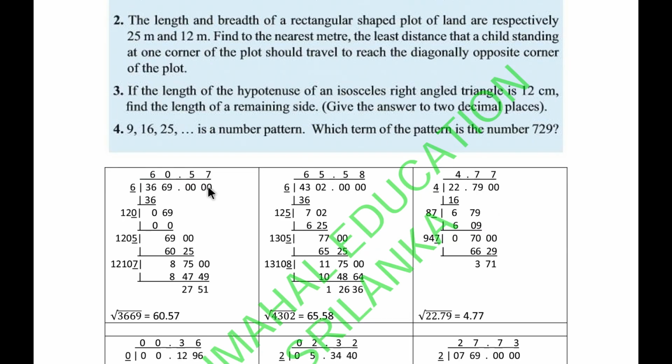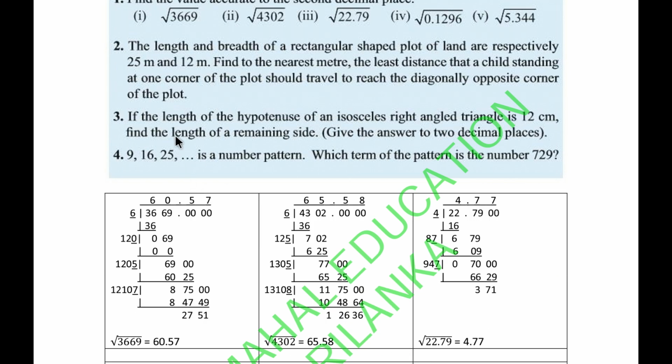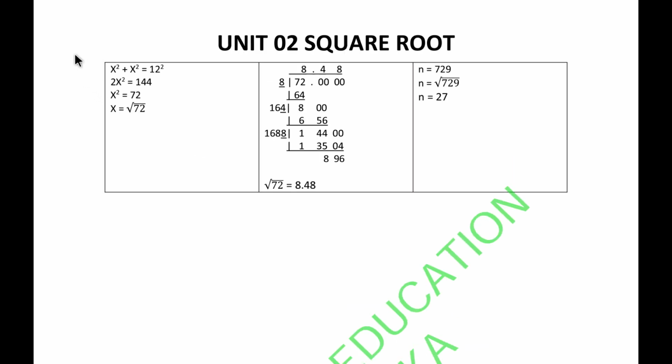The next one is, they say, if the length of the hypotenuse of an isosceles right angle triangle is 12, find the length of the remaining side. Right angle triangle means something like this. So here it's x, here is x, here is 12. So x squared plus x squared equals 12 squared. So 2x squared equals 144, x squared equals 72, and x equals root 72.